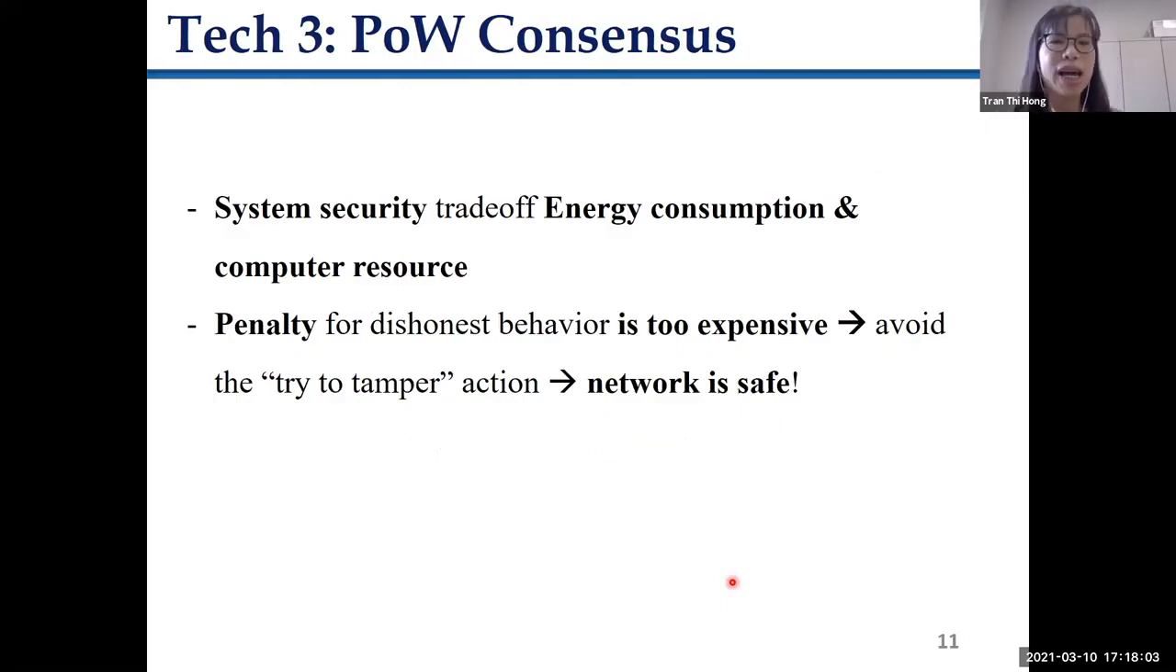The basic idea of proof of work consensus is that the system security is traded off by using energy consumption and computer resources. It means that the penalty for dishonest behavior is very expensive. Therefore, it can deter attack attempts, and the network can be safe. So that's the idea of the proof of work.